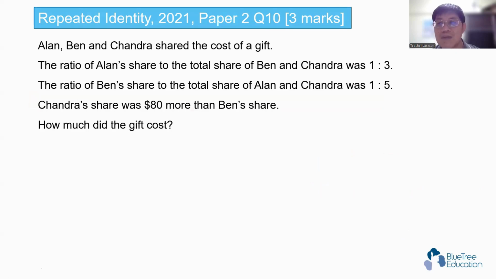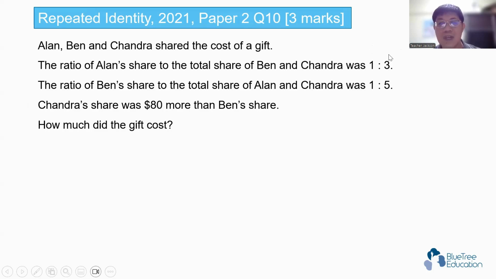It's also the same 2021 paper, but this is paper 2, question 10. This is a 3-mark question. I'm going to read to you what the question is about. Alan, Ben, and Chandra shared the cost of a gift. So these 3 persons were sharing the cost of a gift. The ratio of Alan's share to the total share of Ben and Chandra was 1:3.